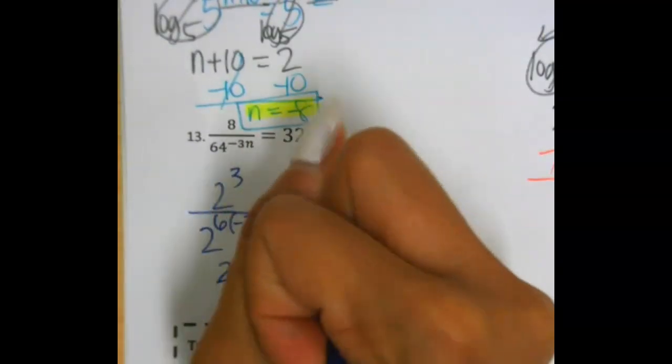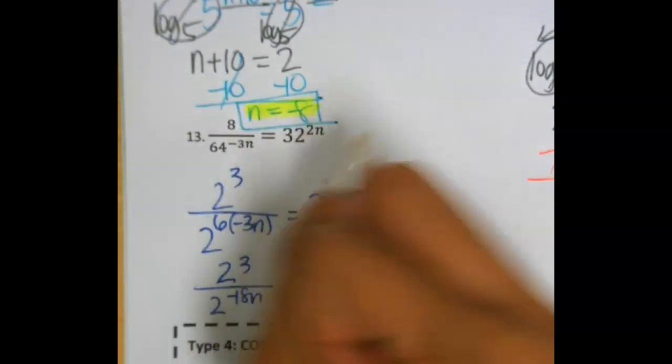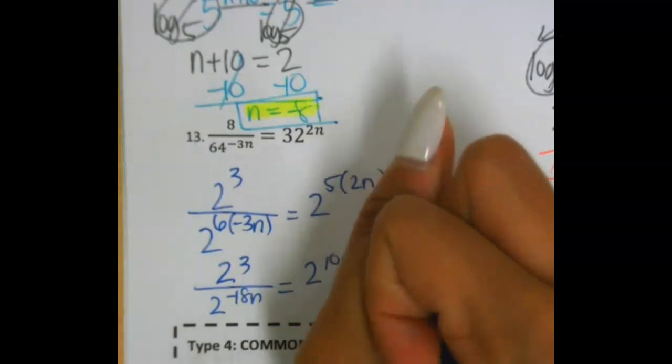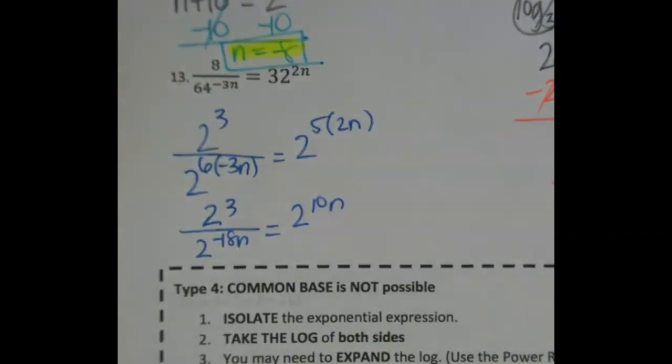So guys, before we finish this up, let me again simplify my numerator, or my exponent. 2 to the 3rd power over 2 to the negative 18n will equal 2 to the 10n power. My concern and question is, because I know you guys will mess up on this, how do I simplify the stuff here to the left?